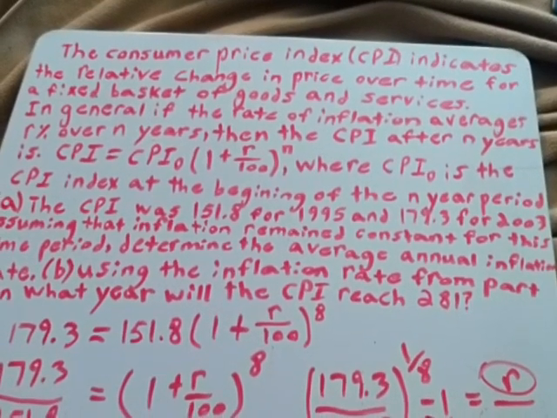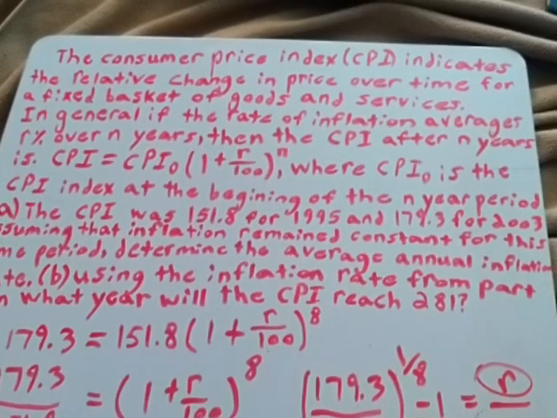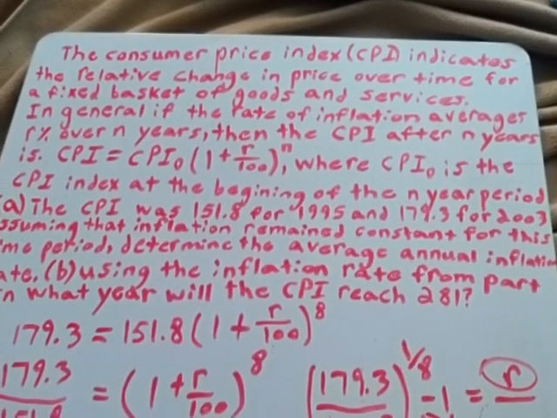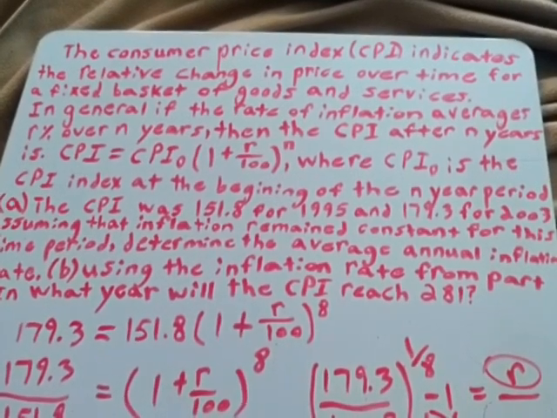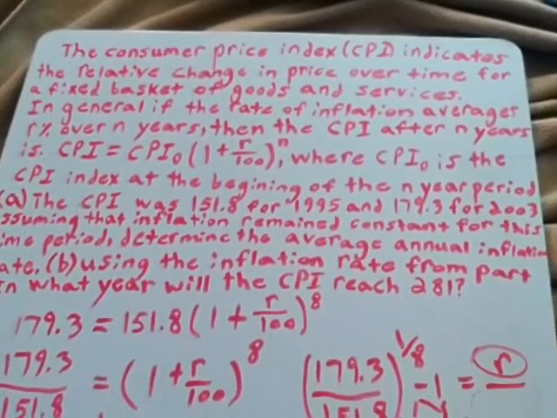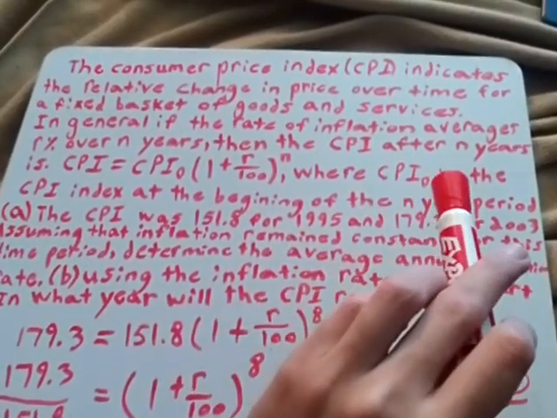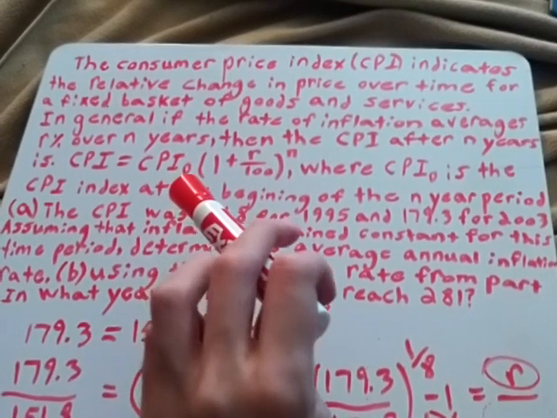Okay, the consumer price index indicates the relative change in price over time for a fixed basket of goods and services. In general, if the rate of inflation averages R% over n years, then the CPI after n years is CPI equals CPI initial.